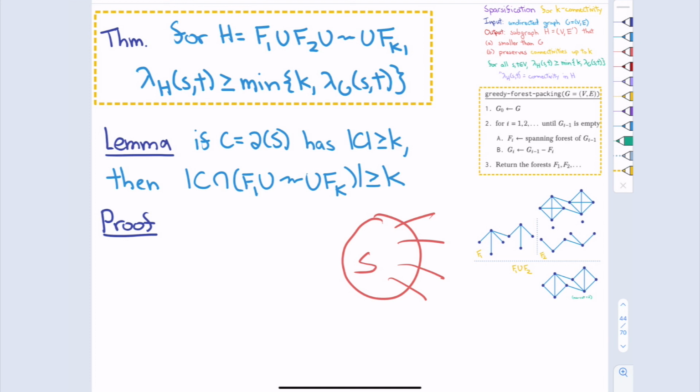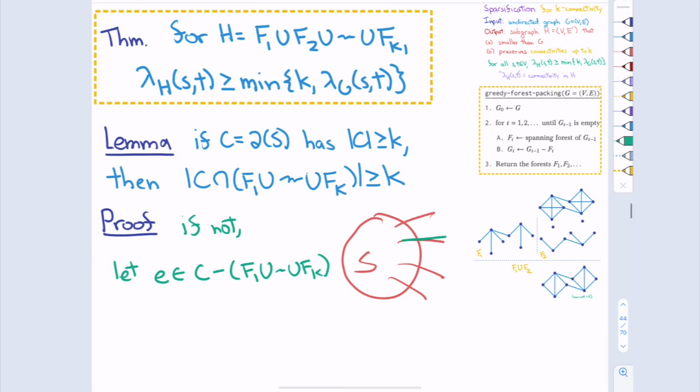Okay, so if not, there's some edge that's left out, right? So let E be an edge that's not in the first K forests. Okay. Now, E is a particular edge.